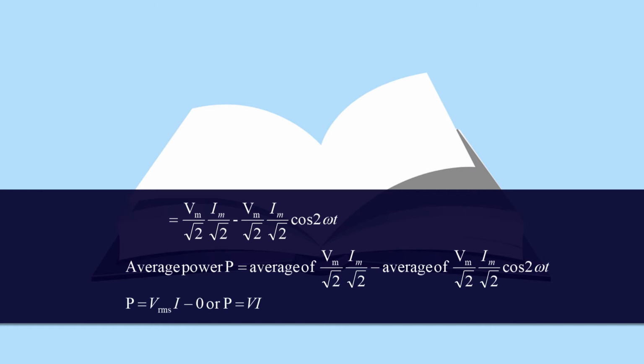So total power P can be written as Vrms into Irms minus 0, or you can say that power is equal to voltage into current. So in pure resistive circuits, the power that you get is a product of voltage and current only.